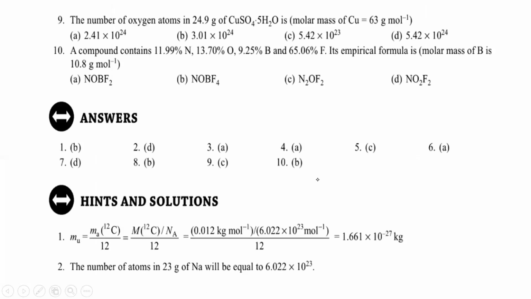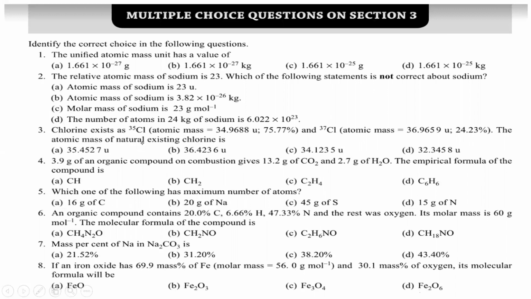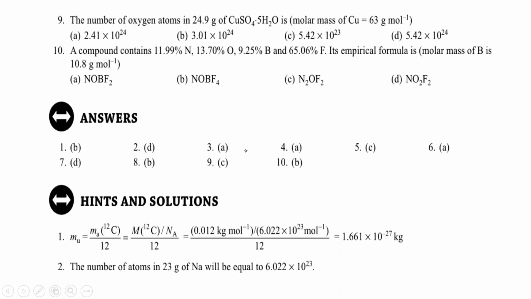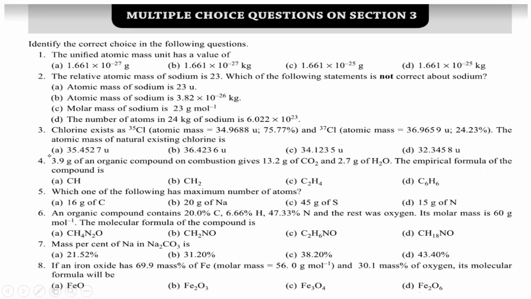The answer is the second option, D. After calculating, you'll get 35.427. I hope you understood this. So to find the relative atomic mass, we take the atomic mass of the two isotopes into their percentages and add them. That means the sum of the two atomic masses with respect to their percentages.